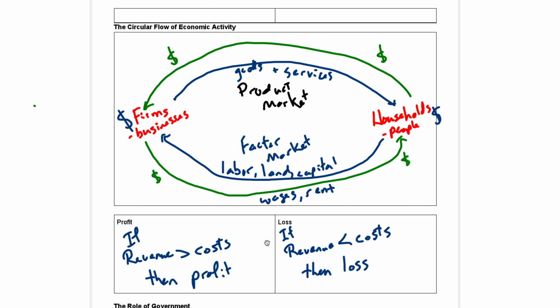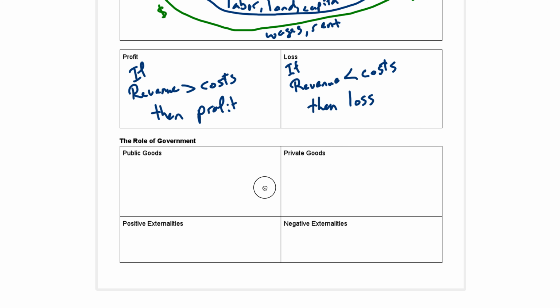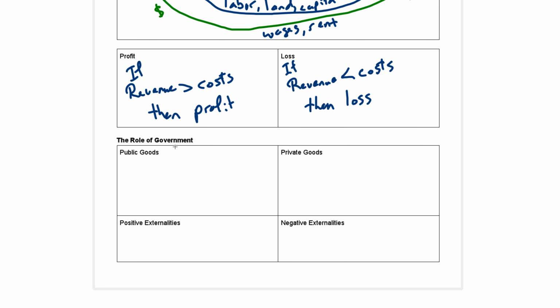All right, and then the last bit down here at the bottom. The role of the government is to supply public goods. Public goods are goods that everyone shares, and no one can be excluded.